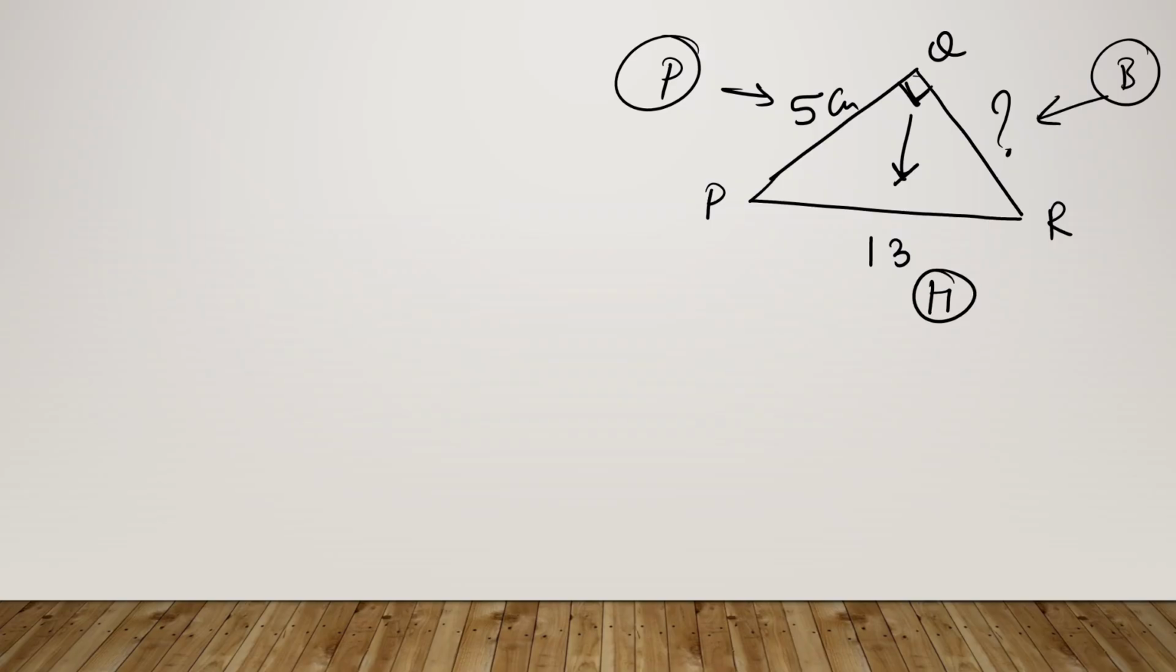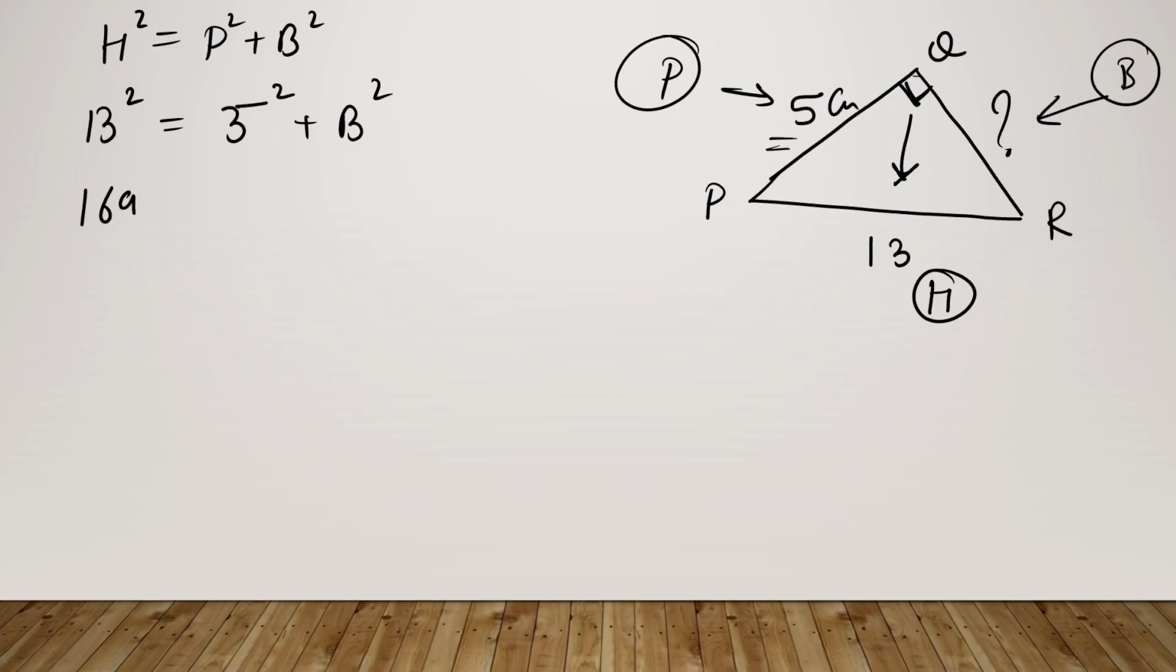So now again, following the Pythagoras theorem, it will be h square is equal to p square plus b square. Then hypotenuse h is 13. So we will square 13, which is equal to, we have considered p as 5 centimeters, so it will be square of 5 and then b square. We will now calculate square of 13, that will be 169, which is equal to, now square of 5, that will be 25 plus b square.